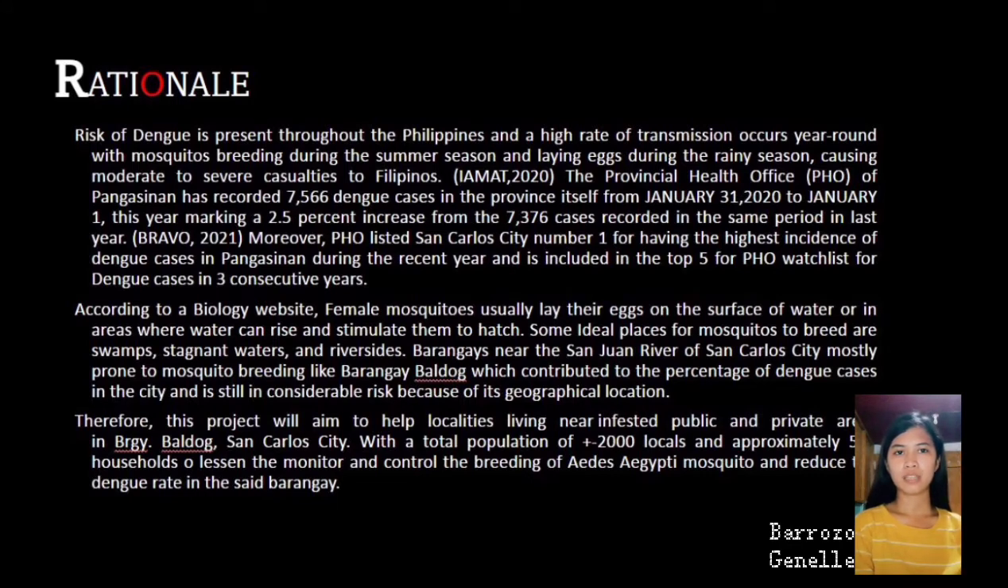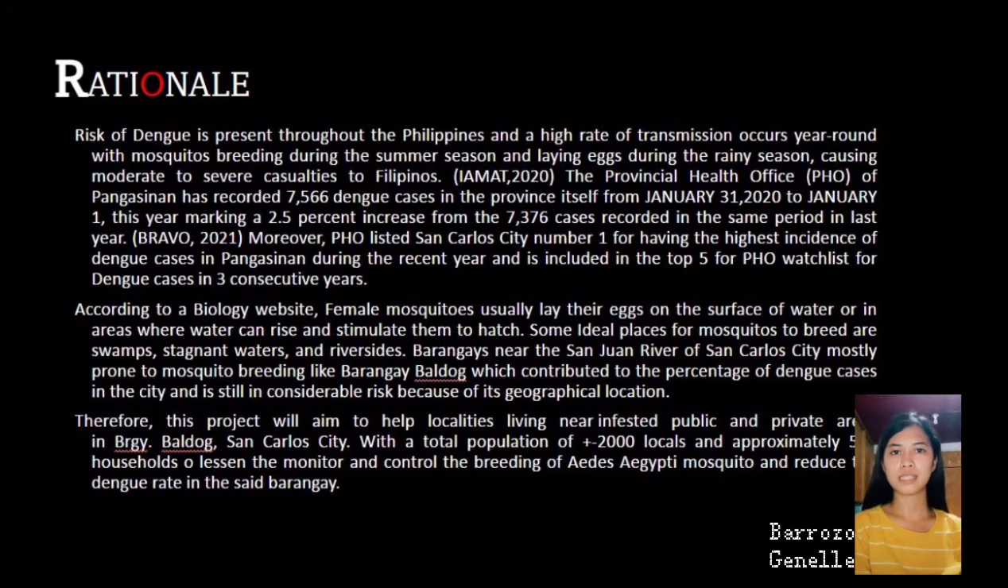The Provincial Health Office or PHO Pangasinan has recorded 7,566 dengue cases in the province itself from January 31 to January 1 this year, making a 2.5 increase from the 7,376 cases recorded in the same period last year.